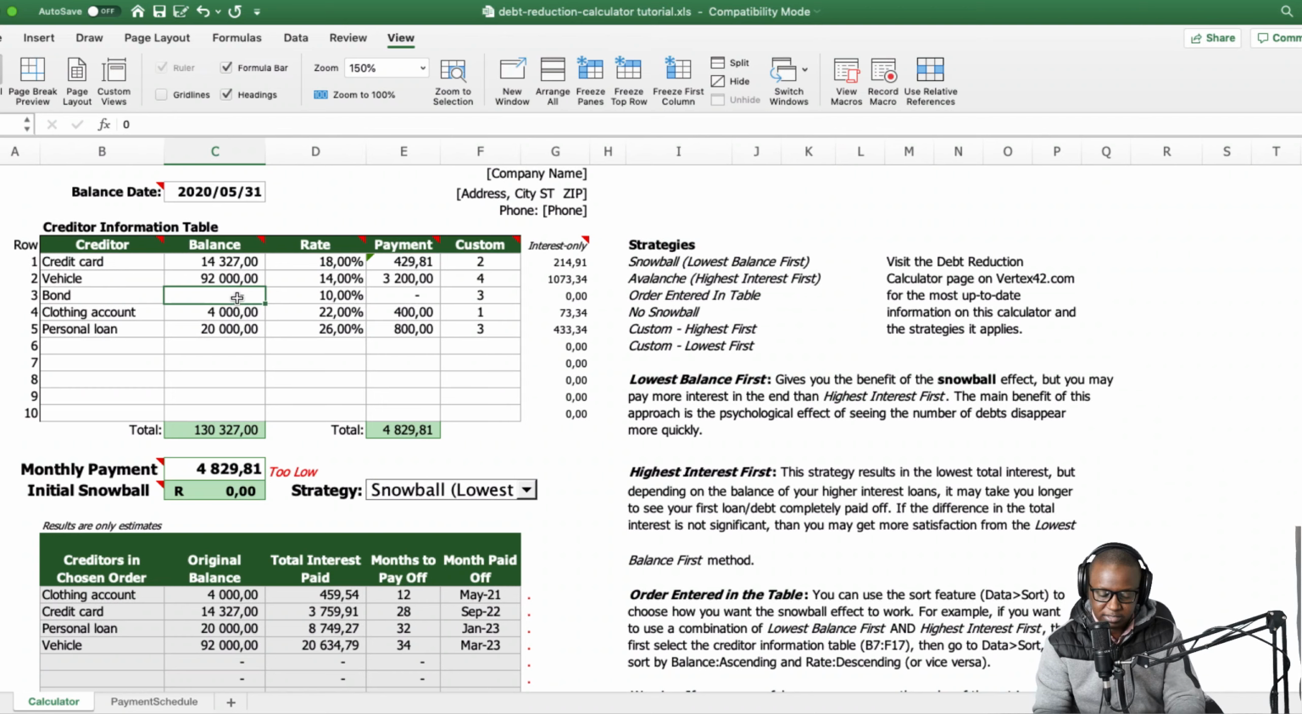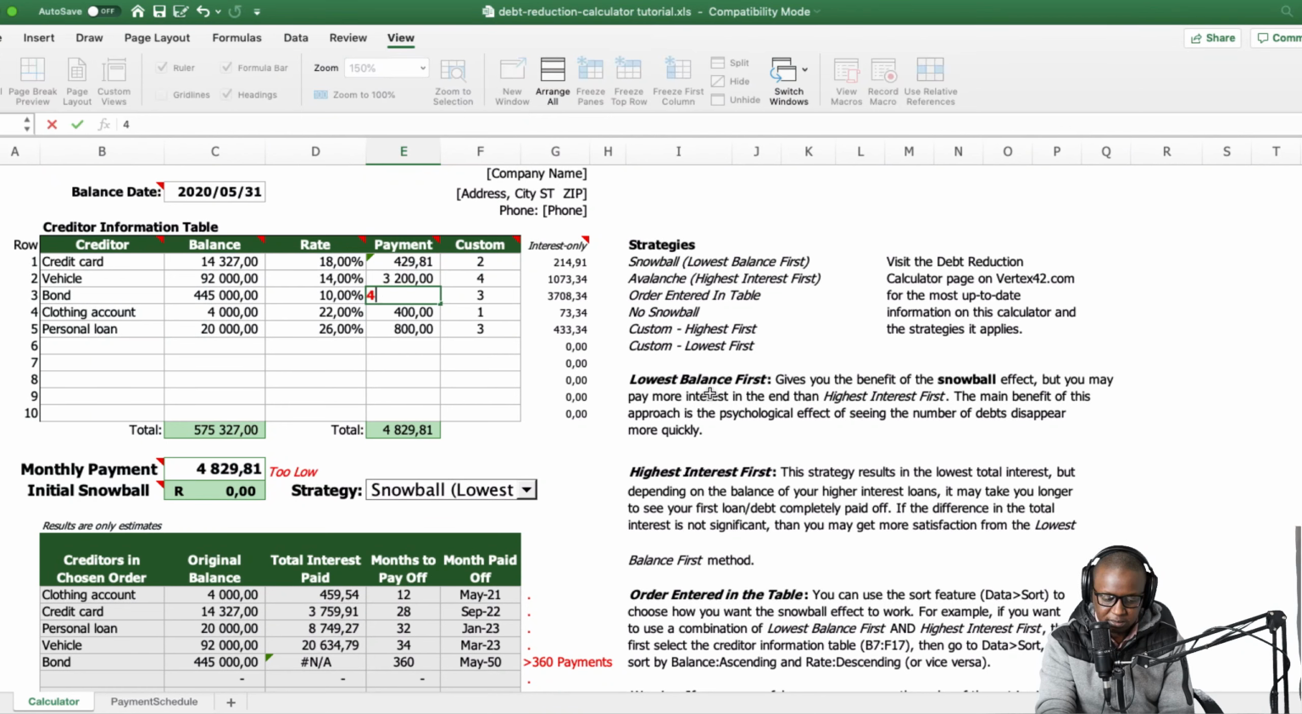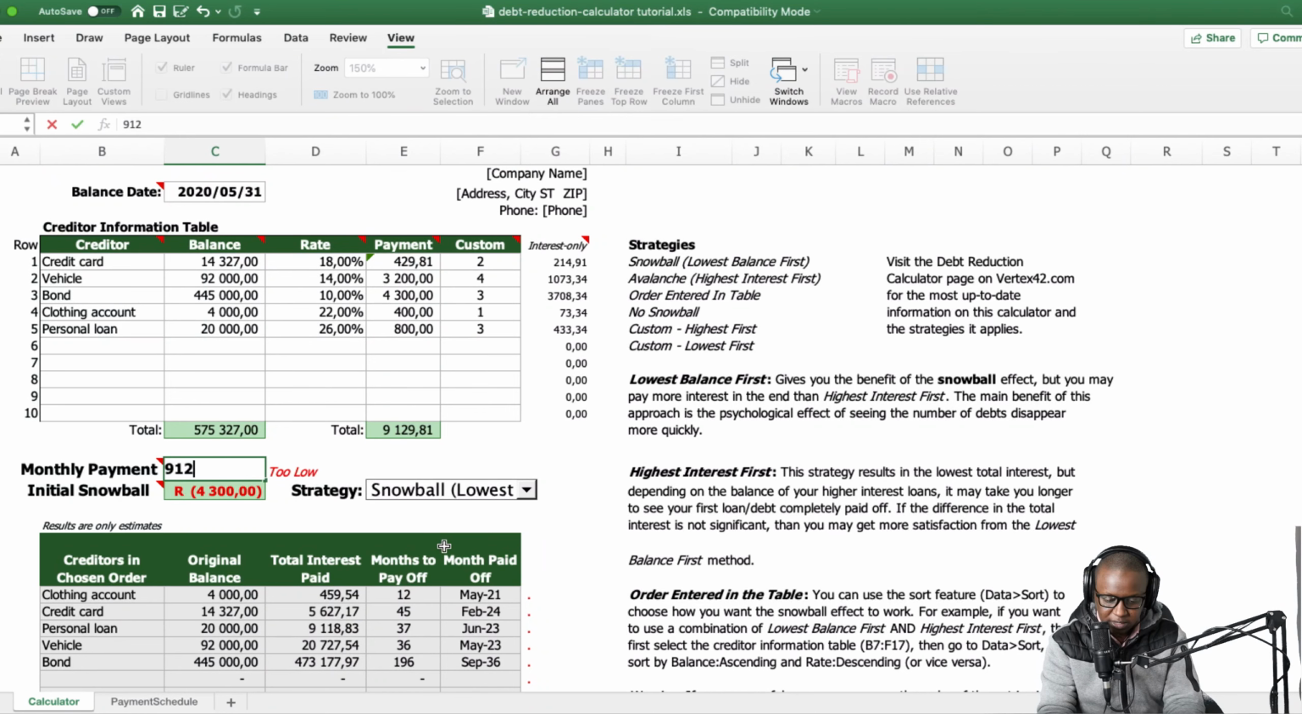Let's say we had a bond. Let me show you an example of the bond. Let's say you've got a bond of 445,000, which is financed at 10%, and then the installment, let's say it's for, what can I say, 4,300 maybe. So your total repayments here is now changing to 9,129.81.